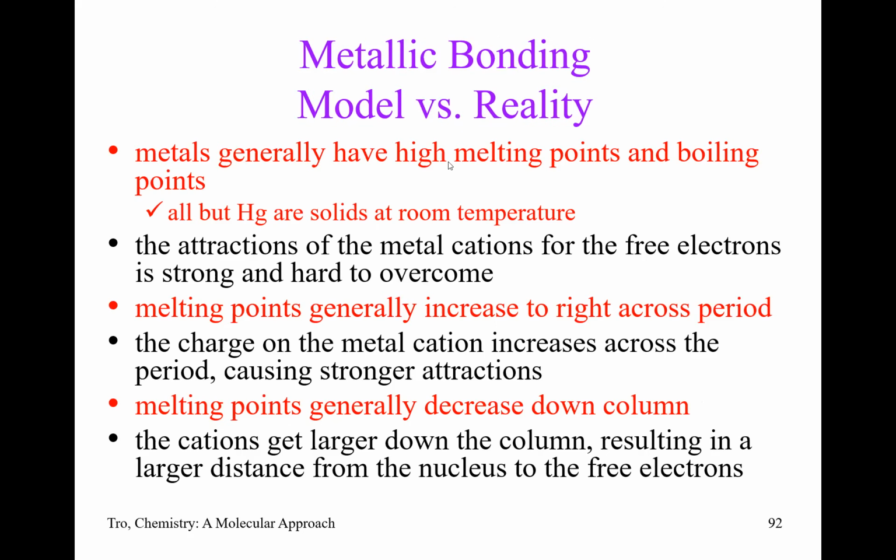We already saw the high melting points and boiling points. Mercury is the one exception, but we won't get back to that. And it all comes down to that atomic level way of looking at it. Then these trends up and down the columns and rows are not really relevant for us.